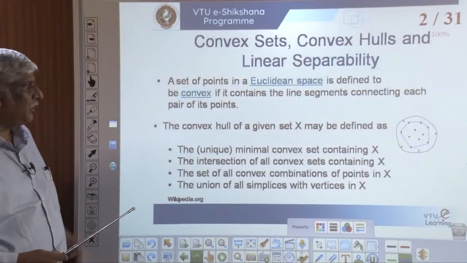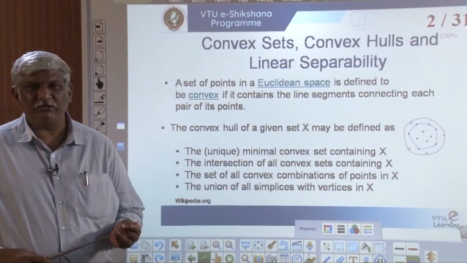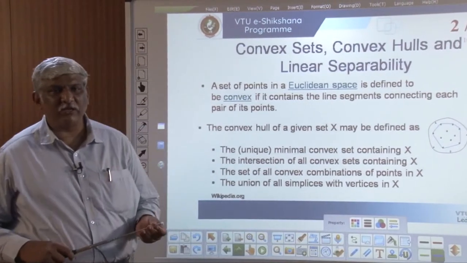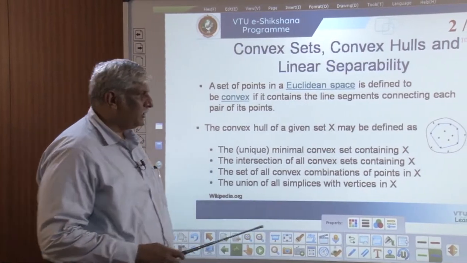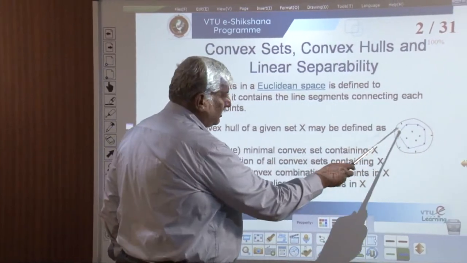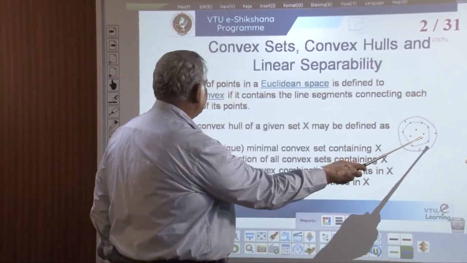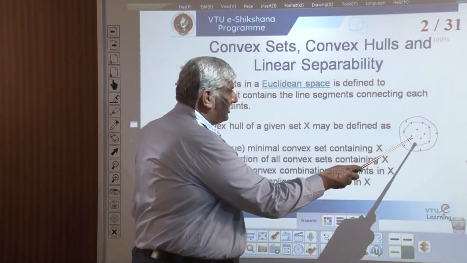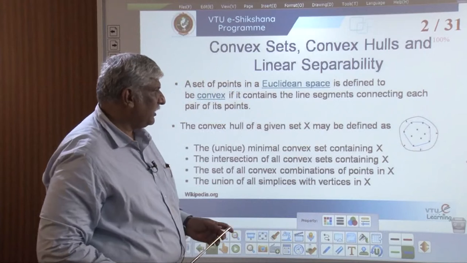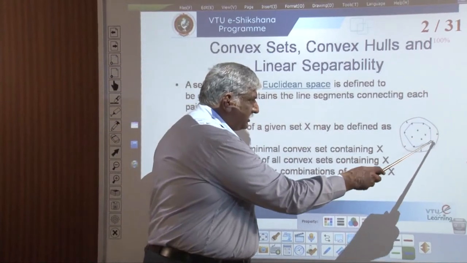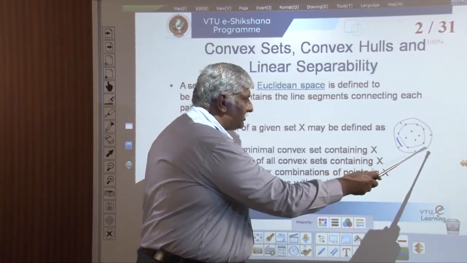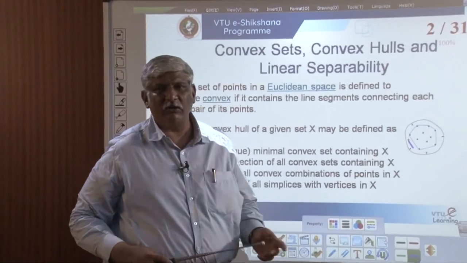A convex set is defined here as a set of points in a Euclidean space that contains the line segments connecting each pair of its points. Say, for example, we have some general space with a set of points X, and all these points lie inside a small section. That is called a convex hull. Say you put a rubber band over some nails so that it occupies the minimum space that covers all these nails. That can be considered a convex hull.